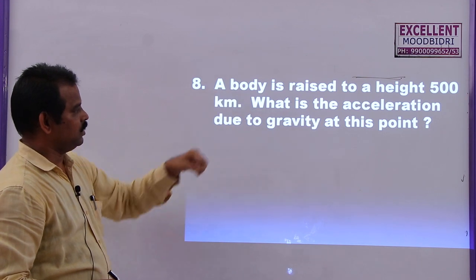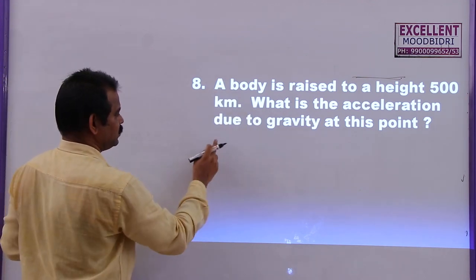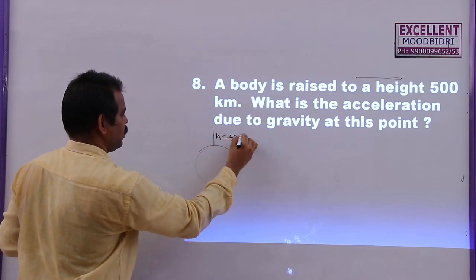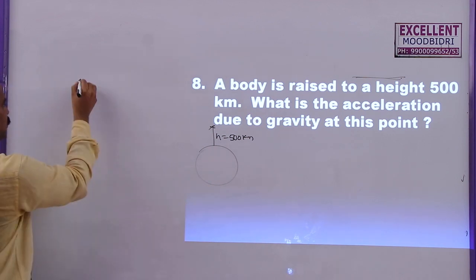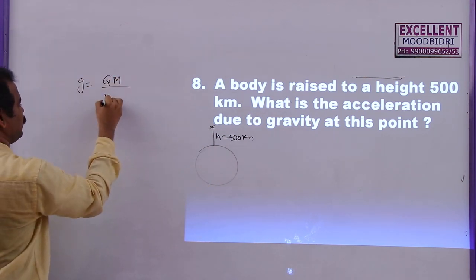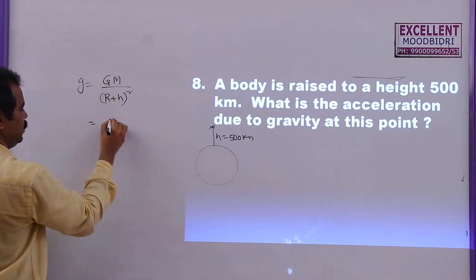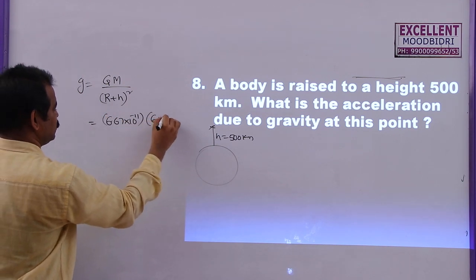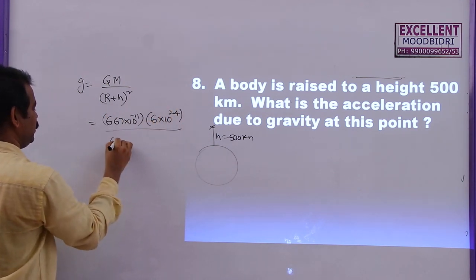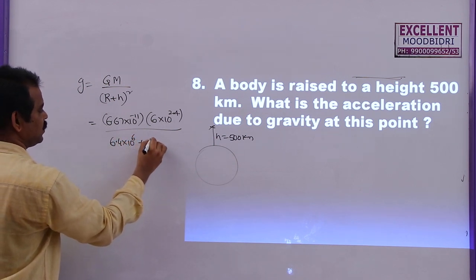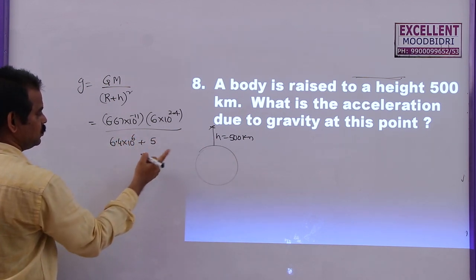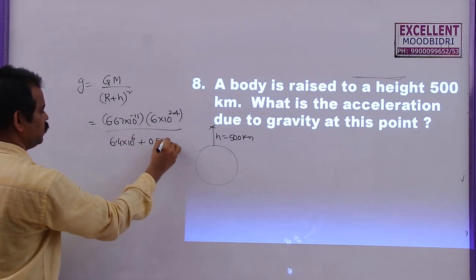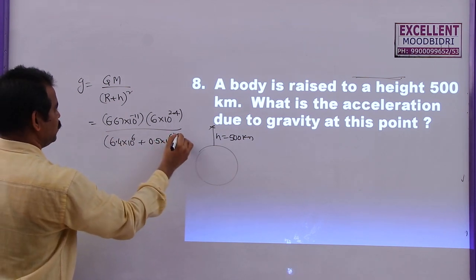Eighth problem. A body rises to a height 500 kilometers. What is acceleration of gravity at this point? If a body rises to a height of 500 kilometers, what is small g? Small g is given by capital G capital M by r plus h whole square. So this is 6.67 into 10 power minus 11, earth mass 6 into 10 power 24 by radius 6.4 into 10 power 6 plus height 500 kilometers, so 500 into 10 power 3 or 0.5 into 10 power 6, whole square.